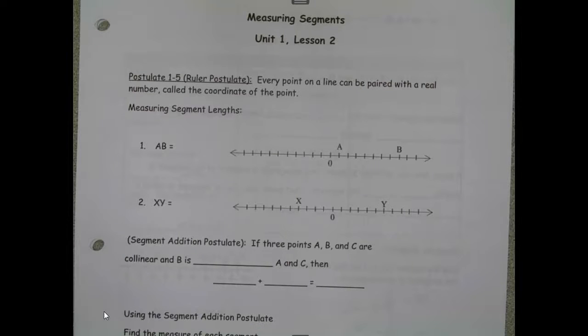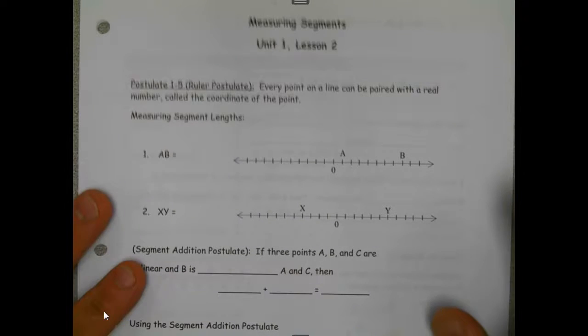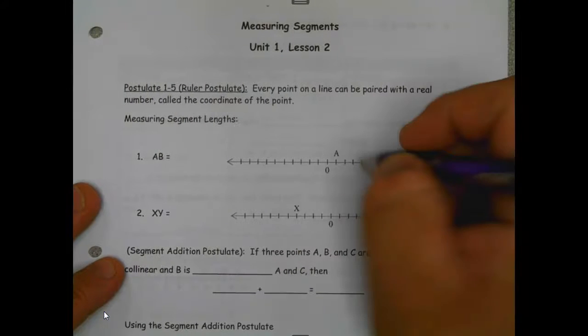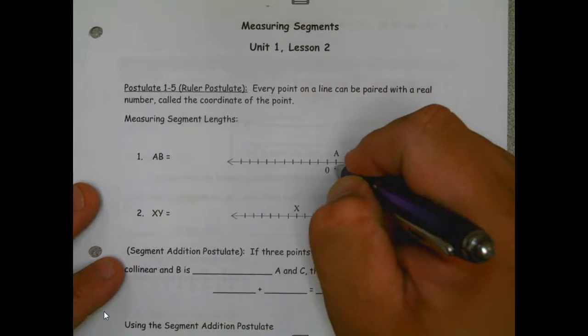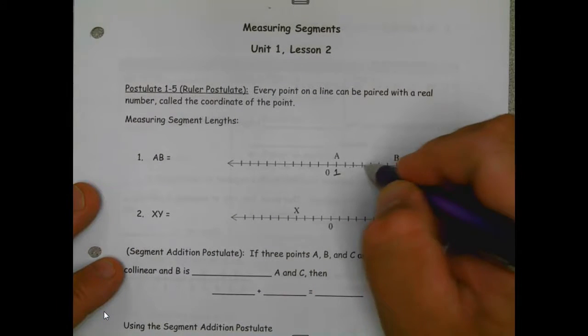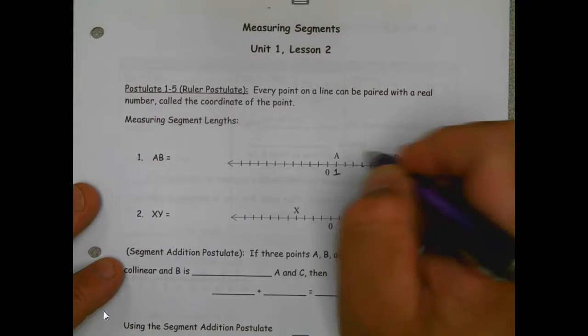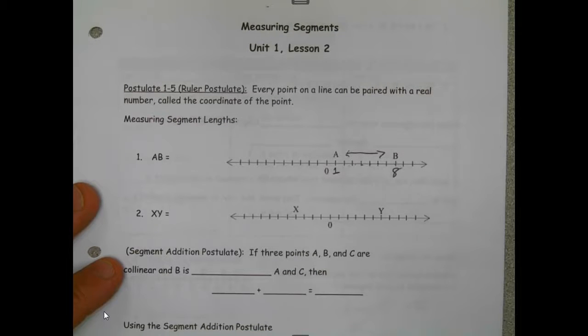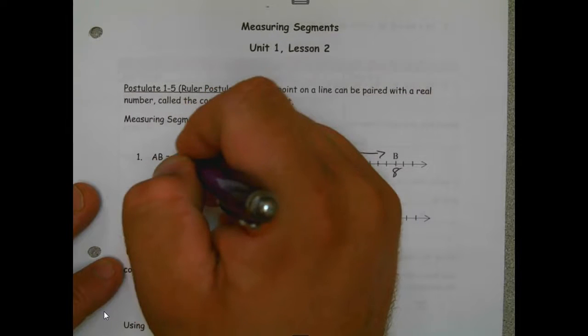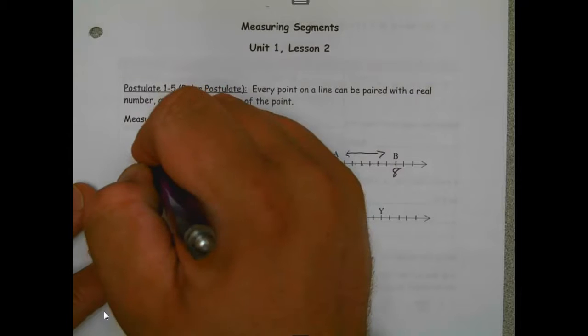And you guys have done this for a long time. If I have line segment AB, if this is 0, then A is at 1 and B is at 8. And so the distance between A and B is a distance of 7. And so the length of AB is 7, and that's our measure.